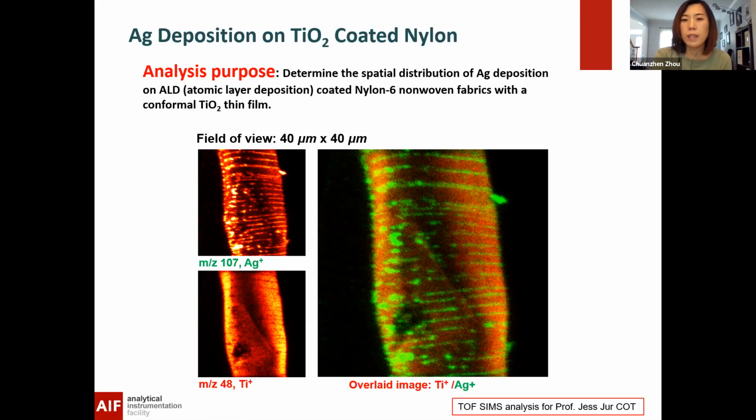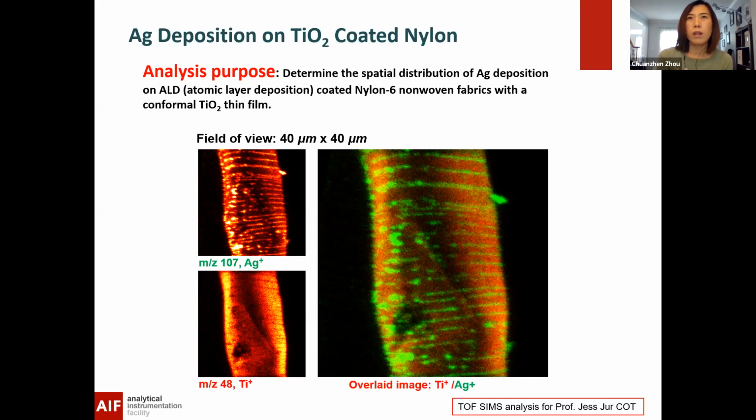And on top of the titanium oxide, they deposit silver. I think they put it in a silver nitrate solution, and they do some simple chemical reactions, and they try to deposit the silver on top of the titanium oxide. Since this is a very thin layer, the atomic layer deposition of titanium oxide is very thin. The silver deposition is also very thin.